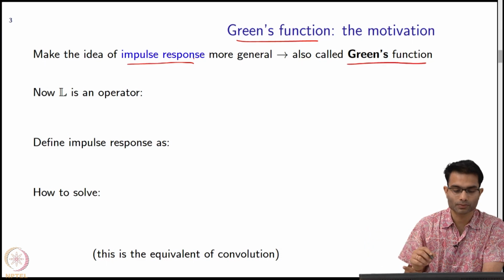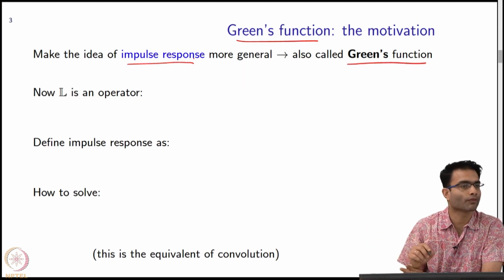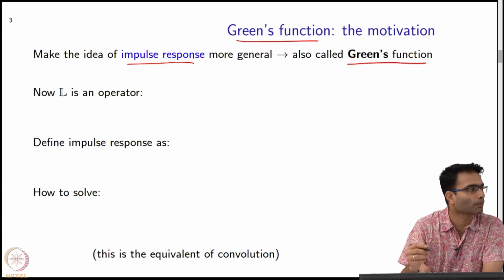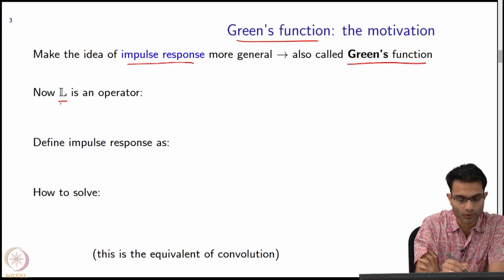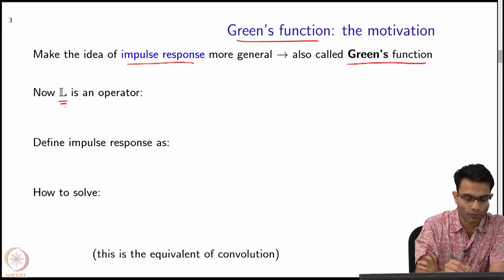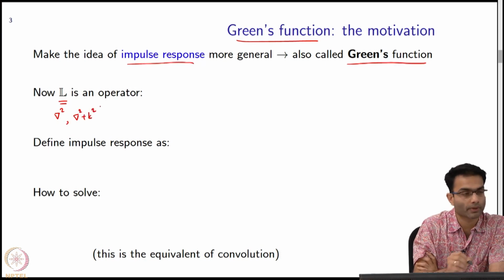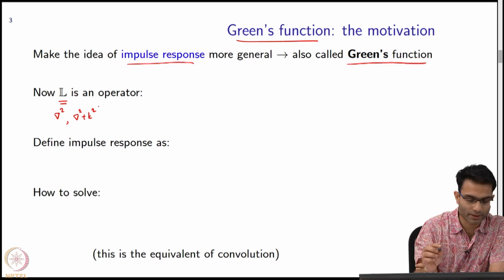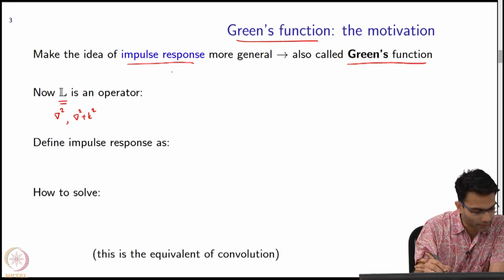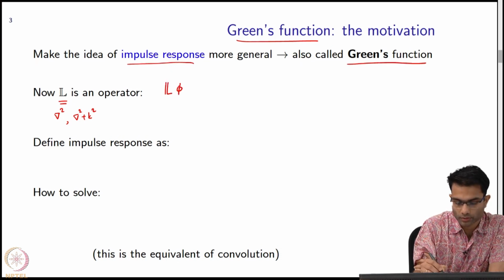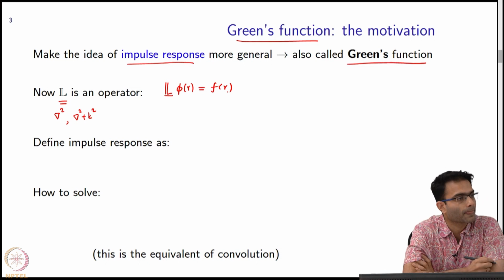So, let us just do a brief review of what we already know, but in a little bit more formal language. Let us say that this L is some kind of an operator. An example of an operator can be del squared, or it can be del squared plus k squared, depending on the problem, whatever it is, let me call it L. It acts on some function, let us call that phi of r, and I get f of r out of it, okay.